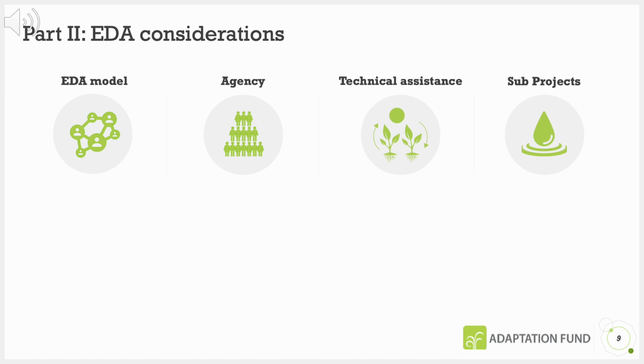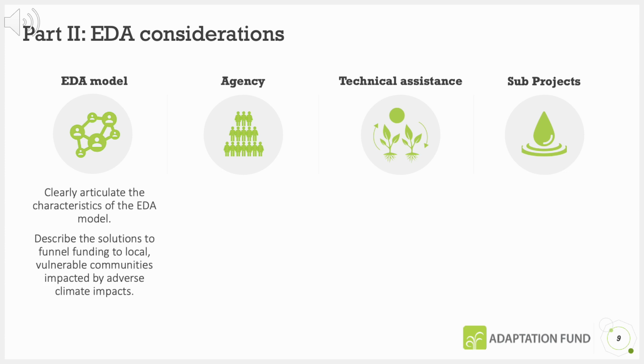The key considerations for EDA in Part 2, the project justification, are the EDA model. Project components should clearly articulate the characteristics of the EDA model and describe practical LLA solutions to funnel funding to vulnerable communities impacted by adverse climate effects. The partnerships envisaged and the roles and responsibilities must be described, alongside how funds are expected to flow. A conceptual model or flowchart can support the description provided.